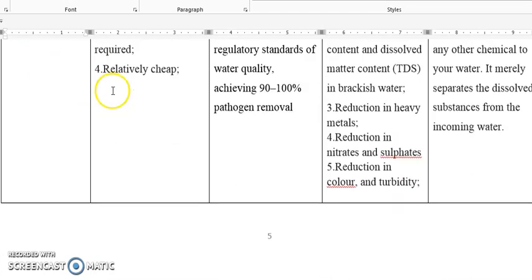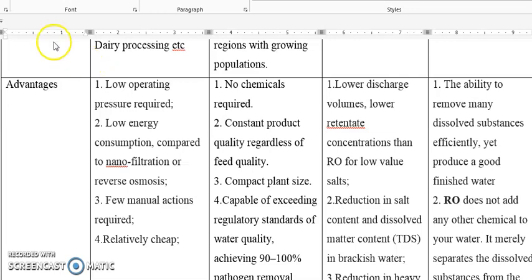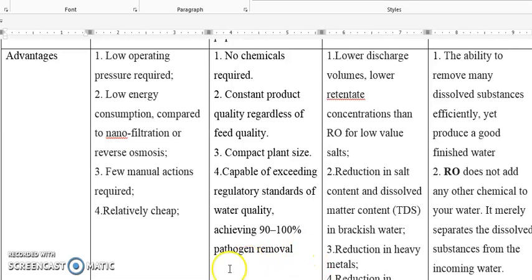Now, what are the advantages of the first one, that is the microfiltration. Low operating pressure required, low energy consumption compared to the nano or RO. Few manual actions required, and it is relatively cheap. Ultrafiltration, no chemicals are required, constant product quality. The water coming out of the ultrafiltration has a constant or uniform quality. The plant is very compact. It is capable of producing water of standard quality, and 90 to 100% of disease causing organisms are removed.